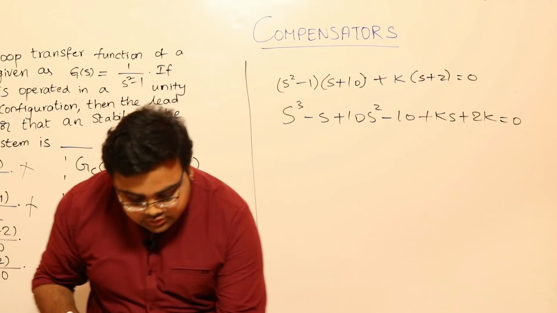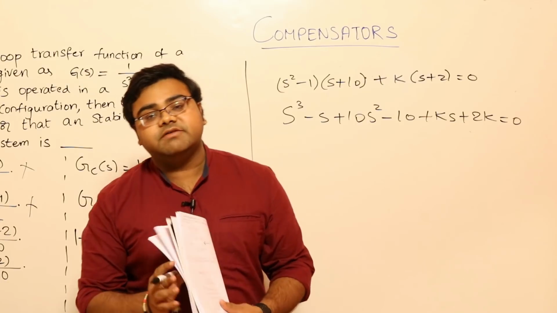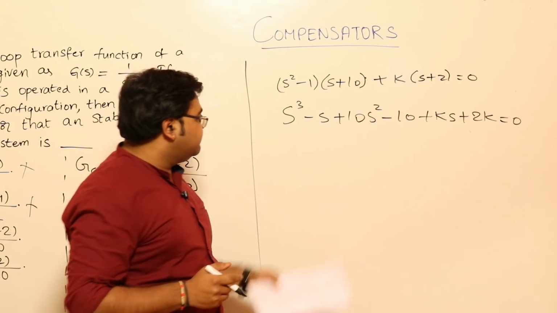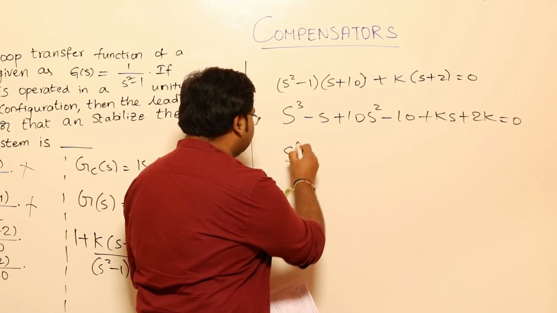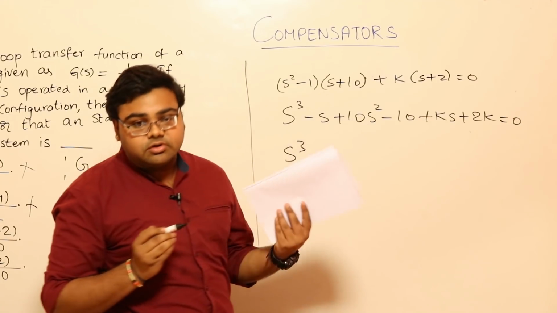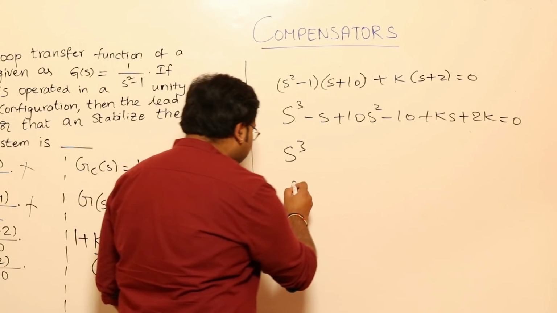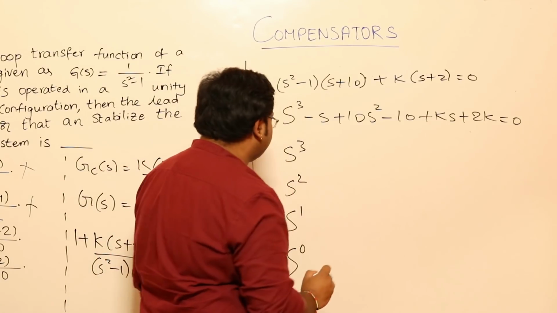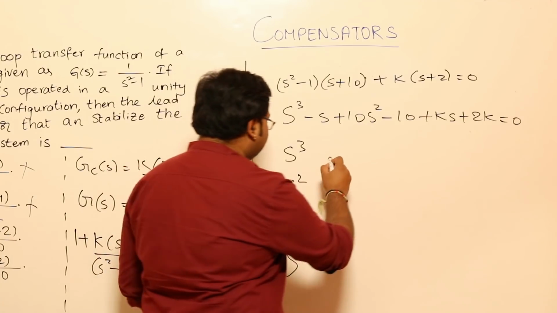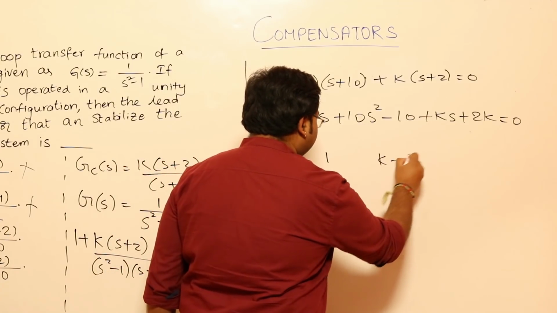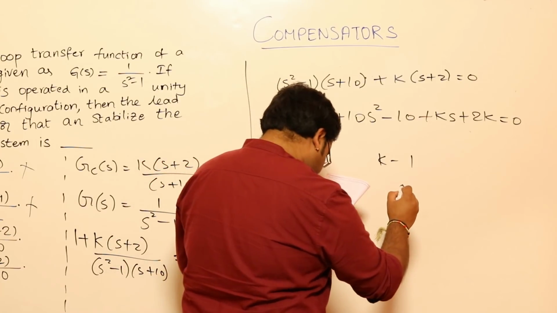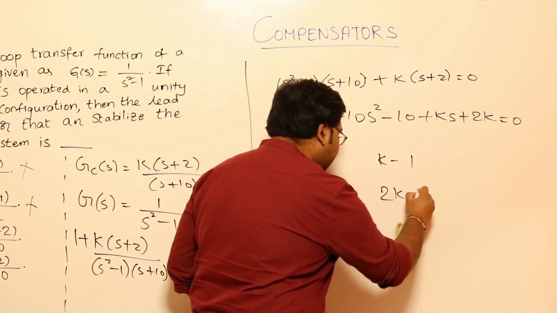I have already solved this in my book, so I will just write down the Routh array for you. If you simplify this, you will get the Routh array in this manner. I don't want to take much of your time since all of you are preparing for the exam. So this is the type of array you will get: 1, k minus 1, then 10, then 2k minus 10.